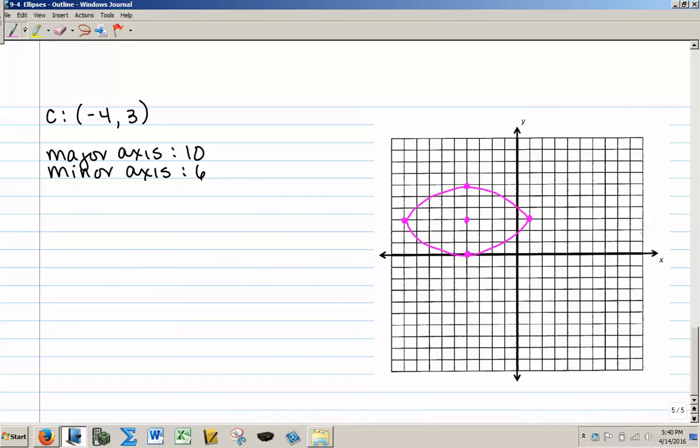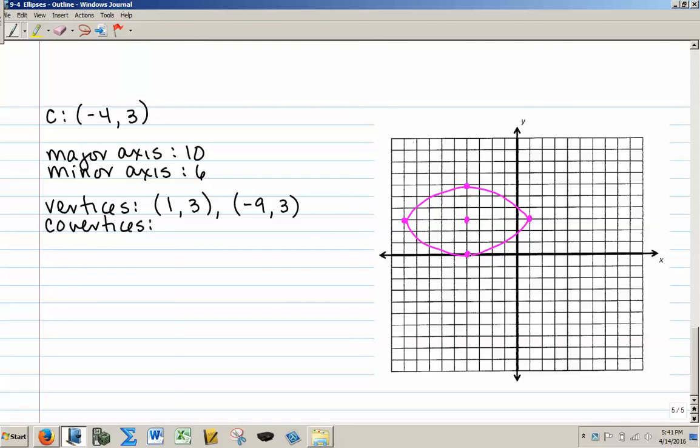And now it's very easy to identify my vertices and co-vertices. So my vertices are at the point 1, 3, and at the point -8, 3. Is that right? Oh, wait a minute. No, not -8. That's -9, I believe. I'm sorry, -9, 3.